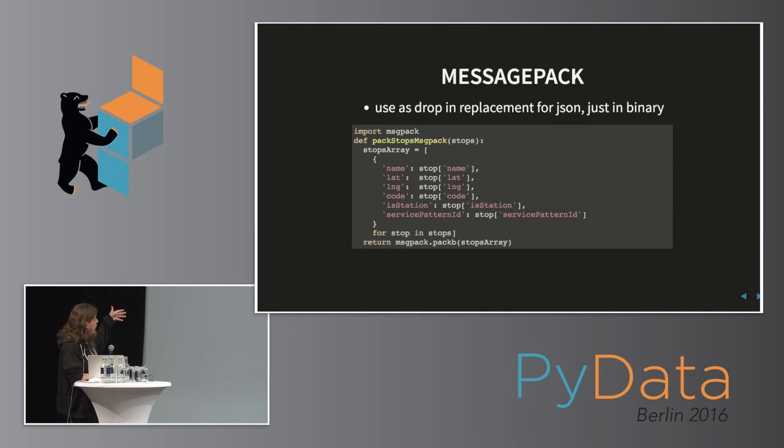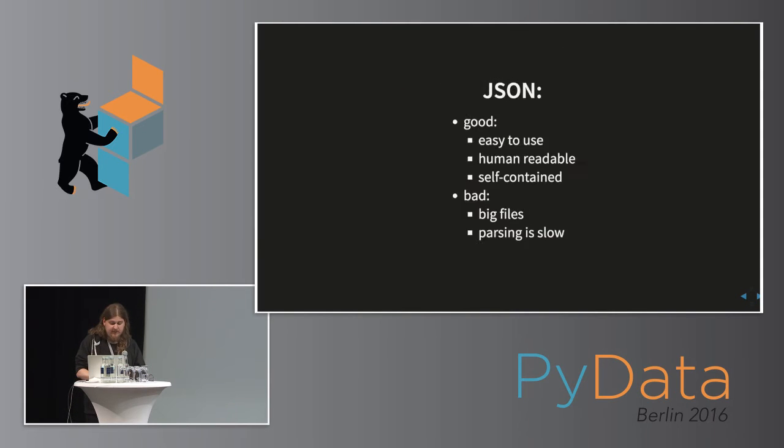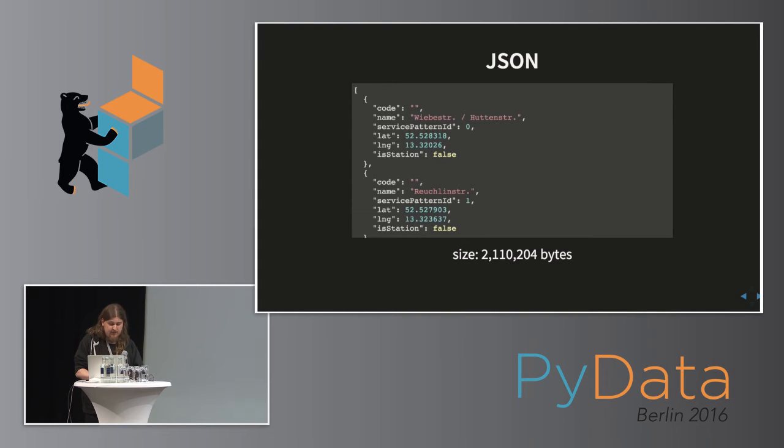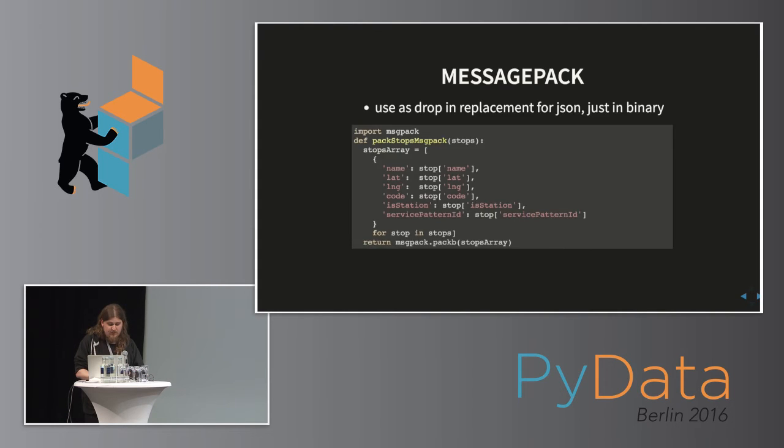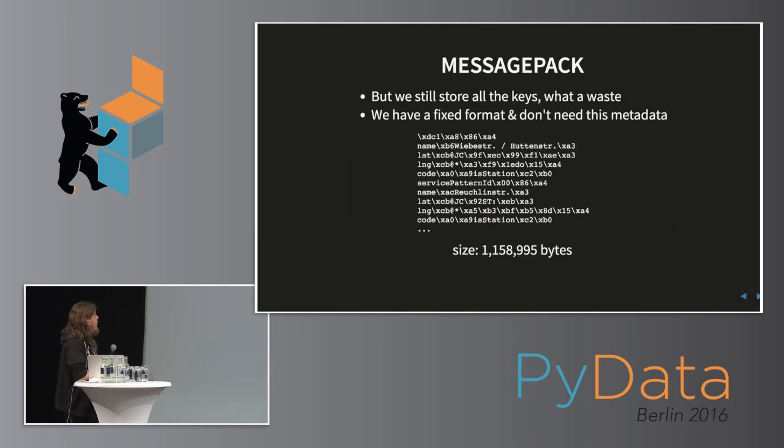So here I have the code, which is basically the same as I had before. The only difference is, rather than packing it in JSON and turning it into a string, I just turn it into a MessagePack thing. Previously the JSON looked sort of like this. The MessagePack will actually create a bunch of binary gobbledygook.